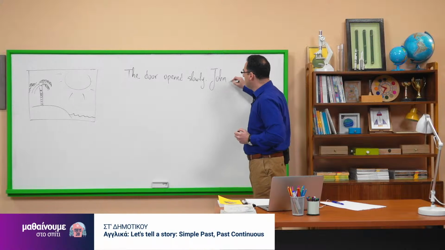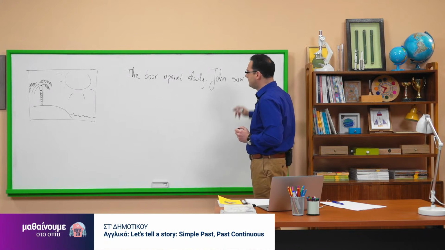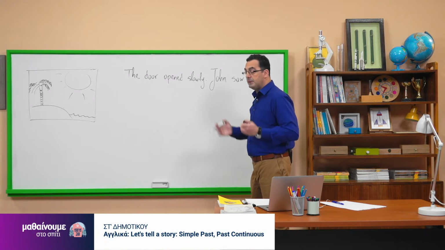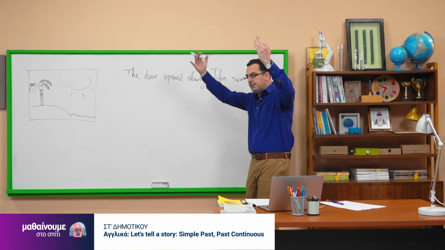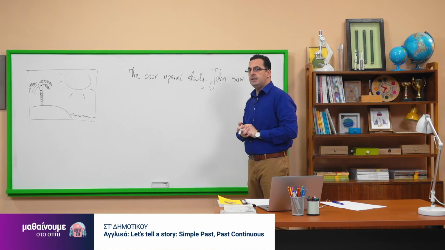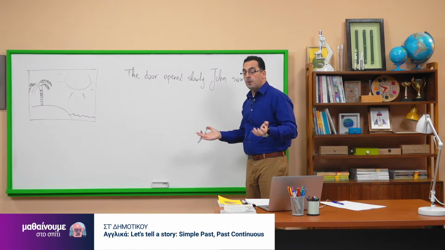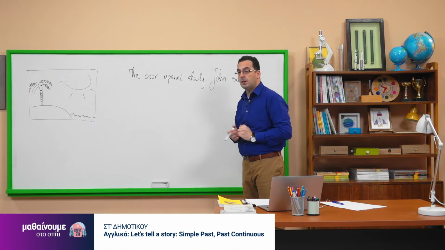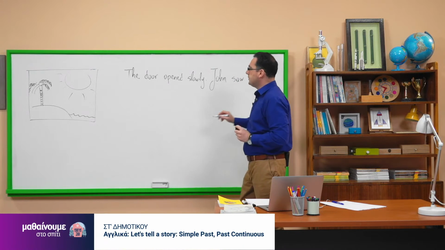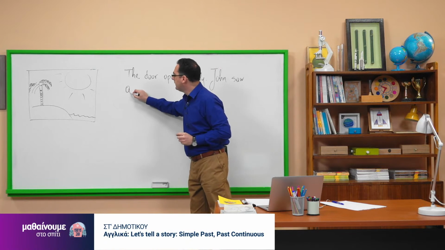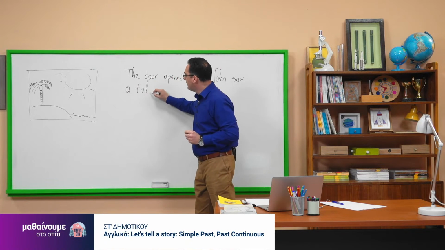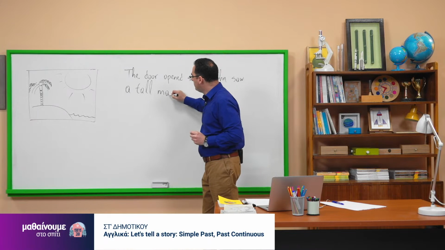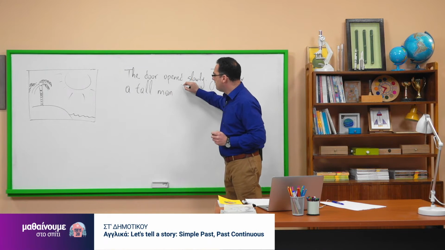John saw. Did he see a tall man? Did he see an old lady? Did he see a boy or a girl? All right, let's see. John saw a tall man. Where? Behind the door.